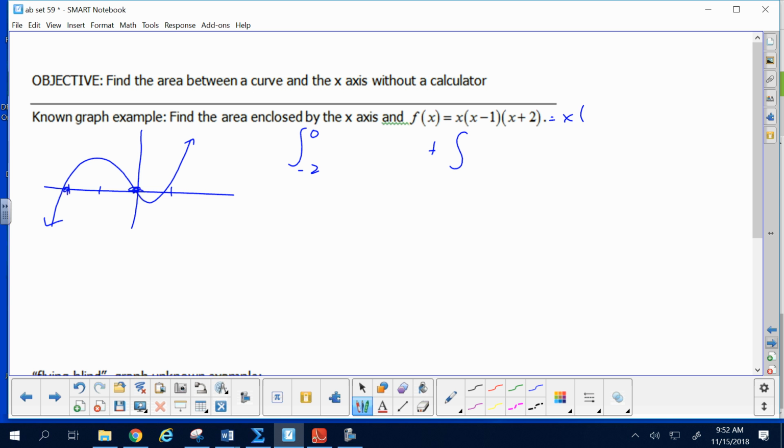Normal f. It might help to actually have this multiplied out. X squared plus x minus 2. So I'm feeling x cubed plus x squared minus 2x is the function. Correct me if I made a mistake. I feel like it's good. Okay, so I would use normal f there. This is squared, right?